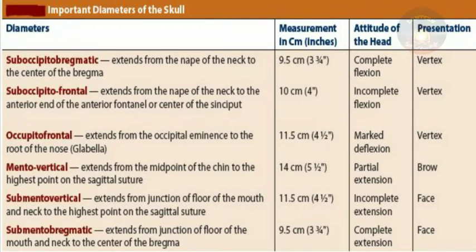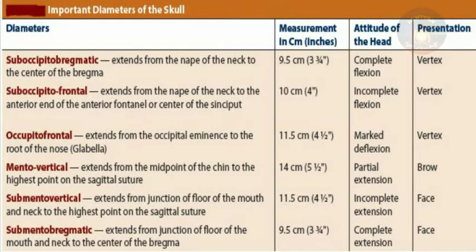Mentovertical extends from the midpoint of the chin to the highest point on the sagittal suture. The measurement is 14 centimeter, and partial extension is the attitude. Next is submentovertical, that extends from the junction of the floor of the mouth and neck to the highest point on the sagittal suture. The measurement is 11.5 centimeter, and the attitude is incomplete extension.